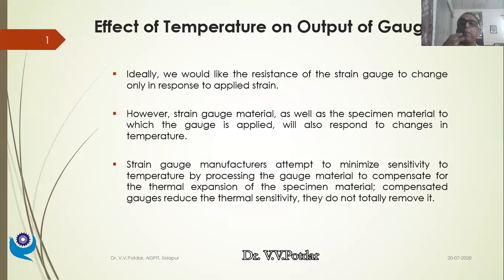So after temperature compensation, after using the dummy gauge, the temperature effect is nullified, and whatever output voltage I get will be because of the delta R. That delta R is only because of epsilon, only because of the strain gauge. Now this is one technique.